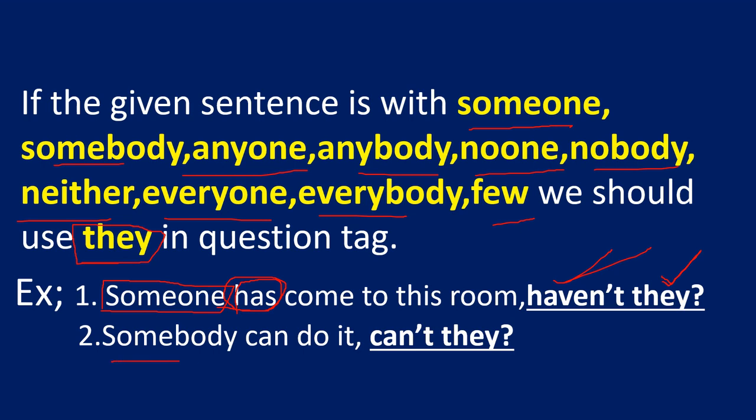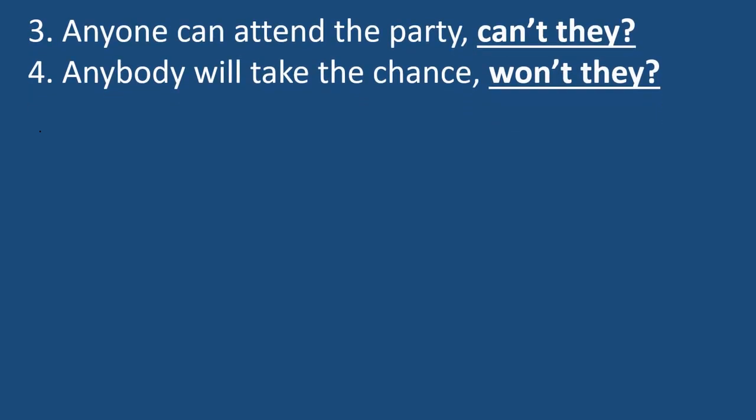Next one, somebody can do it. Here also somebody is an indefinite pronoun, so we should write the subject pronoun as they. Next one, can. Can is an auxiliary verb, so here is the can. This is a positive statement, so there is a negative question tag. Can't they? Okay, let's see some more examples. Anyone can attend the party.